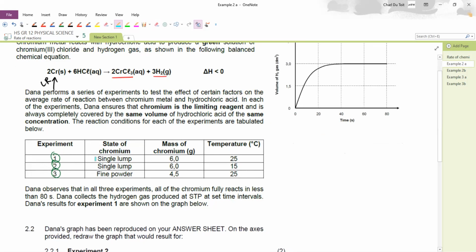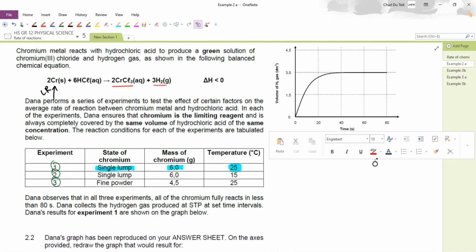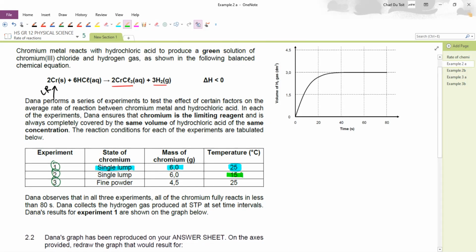Okay, she takes a single lump of chromium. It's like one little block of chromium, and the mass is 6 grams, and the temperature of the reaction is 25 degrees, and that is experiment 1. And now in the next experiment, she takes a single lump again, also 6 grams, but the temperature is lower. And in the final reaction, she takes fine powder chromium, and she only takes 4.5 grams, and the temperature is 25 degrees.